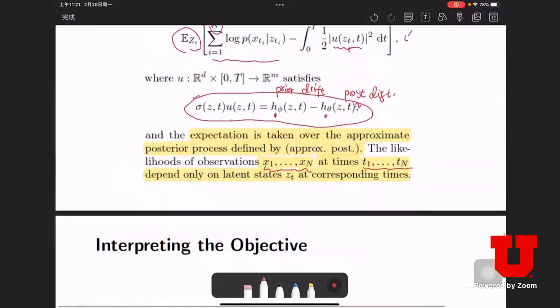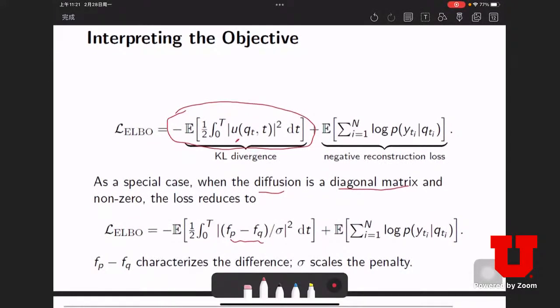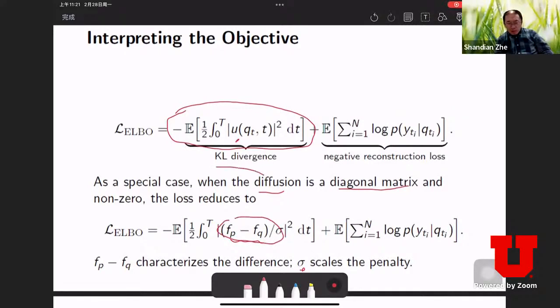And actually, he gives some more detail interpreting the objective function, I mean the loss. These terms are called the KL divergence terms. He says if the diffusion is a diagonal matrix and non-zero, this thing is just the U here. It's just equal to the difference between the drifts. Sigma here is the given diffusion term, and then they multiply this and treat this as a KL divergence. Well, what is FP and FQ?